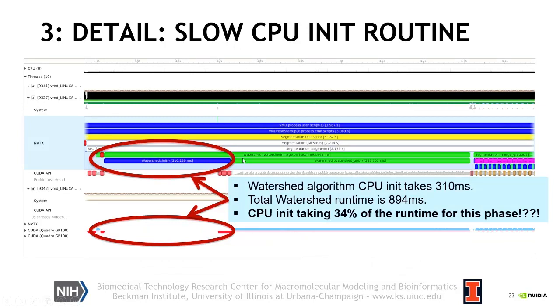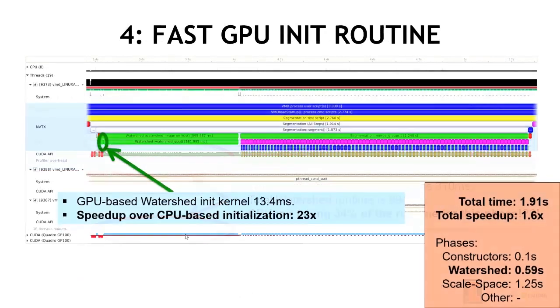So then we notice we have this watershed phase. We run a watershed algorithm as the front end of this image segmentation, and out of about 900 milliseconds, let's say, 310 of those are just the CPU initialization function. Well, that's clearly not what we want. That's taking about 30% of the overall runtime. And you can see that while that's going on, the GPU is doing nothing. So we're getting no speed up out of that at all.